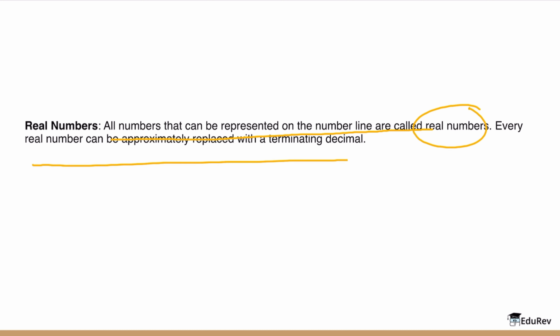Integers are your whole numbers plus your negative numbers, that is -1, -2, -3. And when I say whole numbers, it's 0 and natural numbers. Natural numbers means 1, 2, 3, 4 and 5. Now what are real numbers?